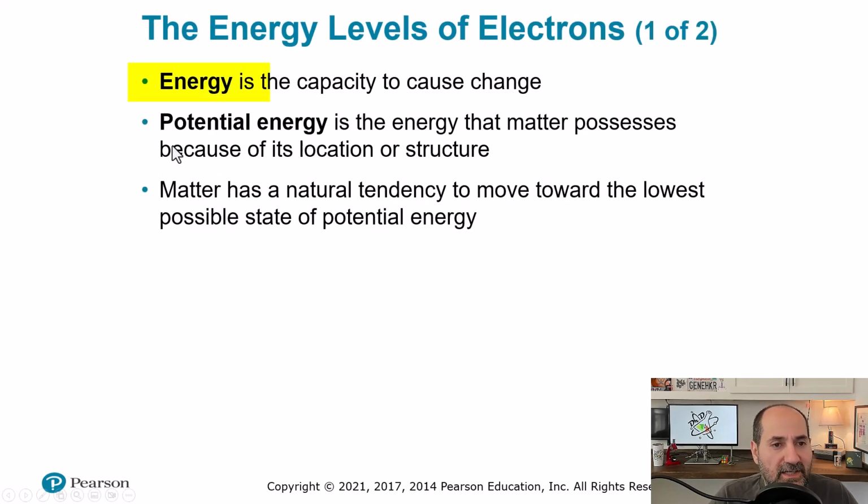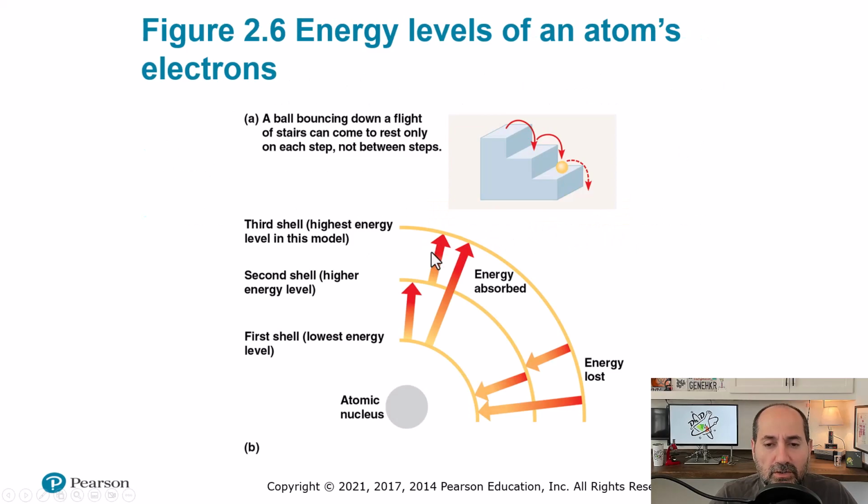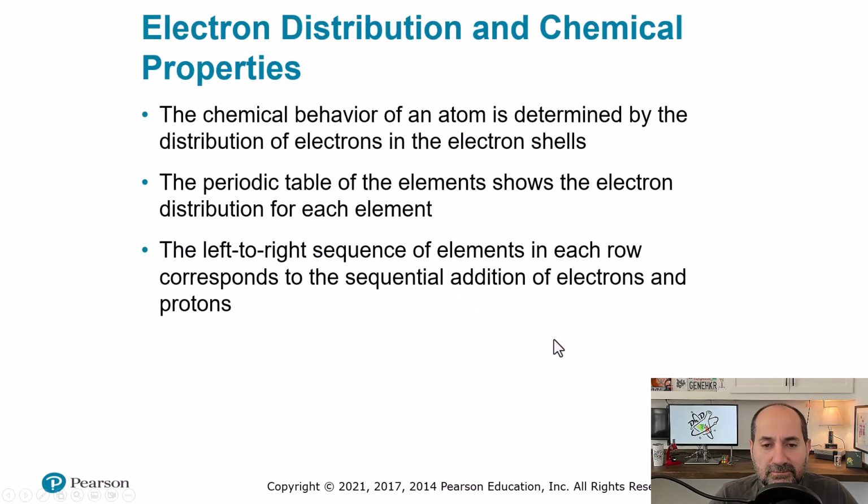Next, we talked about energy, and we talked about the energy electron shells of an atom. You should know that the further the shell you're looking at, so here you're looking at the third shell of this atom, the third shell would be the highest energy shell, whereas the first shell for this atom has the lowest energy level. So energy level increases as you go out in shell.